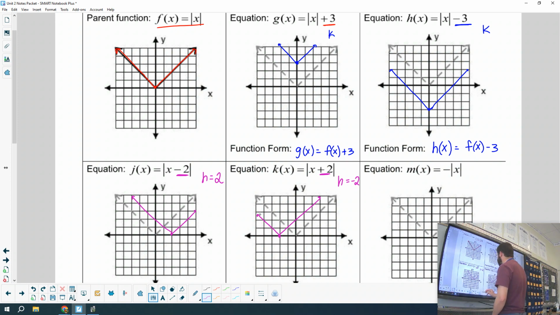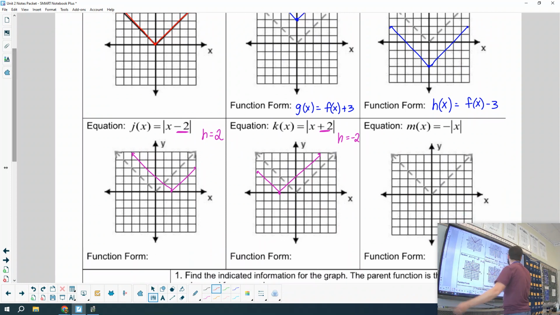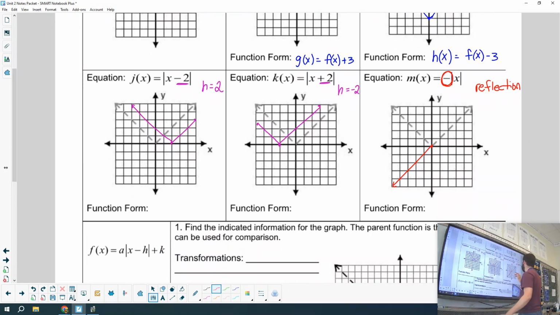If you ever see a negative in front, that means we're going to have a reflection. And with my reflection, that just means instead of opening up, it's going to have that same vertex. We don't shift it around, and it's just going to open down. Let me scroll down and get some more room here. Bam, just like that. So that's a reflection. Okay, so let's write our function forms for these.